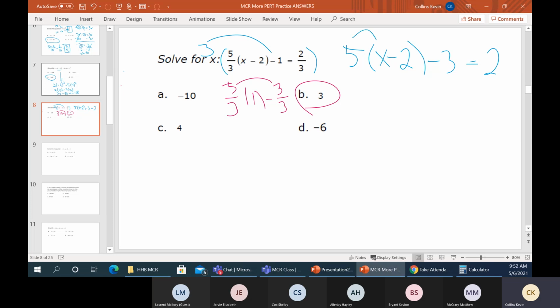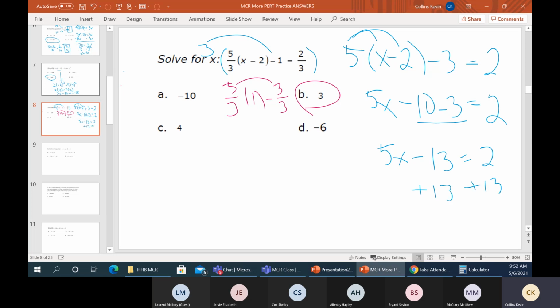Okay, so we go ahead and distribute. There's 5x minus 10, and then minus 3 more equals 2. Put these guys together, I get 5x minus 13 equals 2. Get the 13 on the other side by adding them. Right, these guys cancel. So I get 5x equals 15. Divide both sides by 5. And you get x equals 3. Okay.